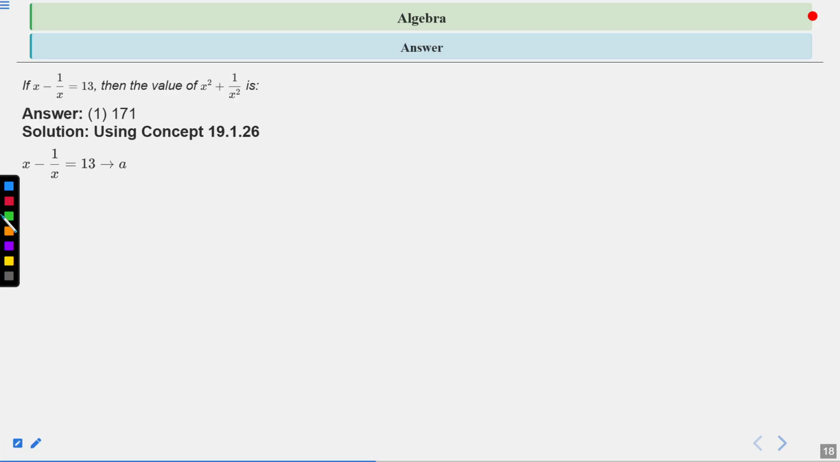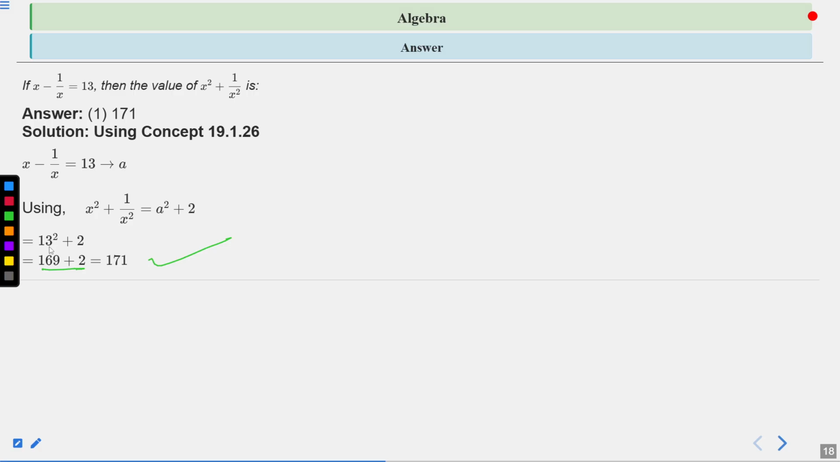It is given that x minus 1 upon x equals 13. So we let 13 as a. We know that x square plus 1 upon x square, when x minus 1 upon x is given, is a square plus 2. So we just put the value and we get x square plus 1 upon x square is 13 square plus 2. 13 square is 169, plus 2, which equals 171. So the first one is the correct answer of this question.